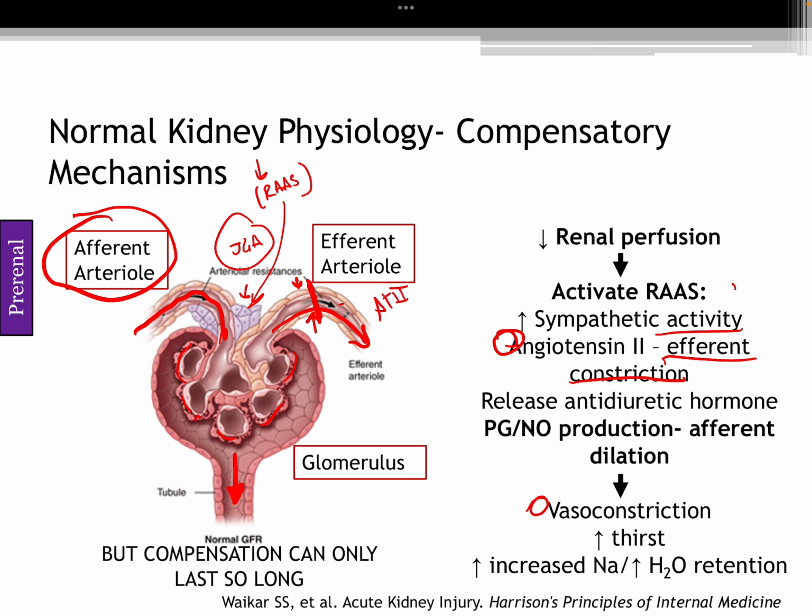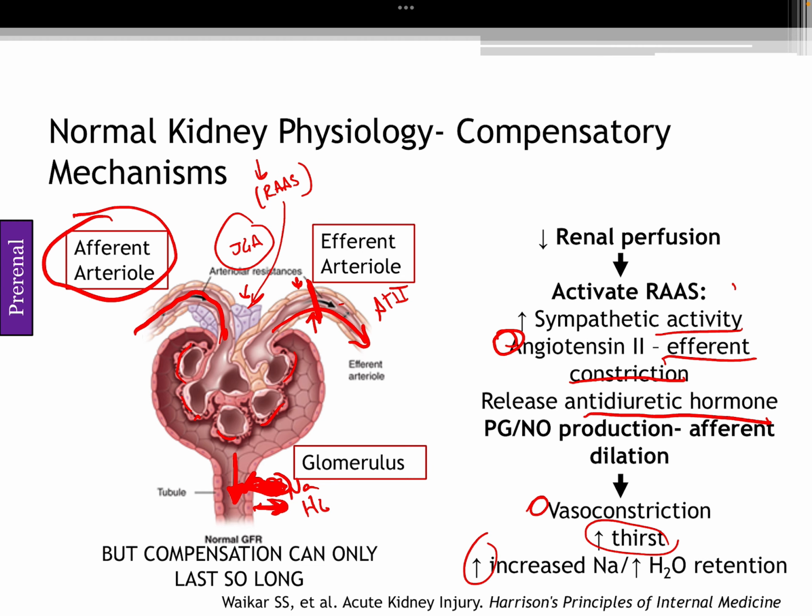Also, as part of the RAS response, antidiuretic hormone is released. This is increasing thirst and increasing sodium and water retention. Because remember, wherever sodium goes, water goes. So we're going to make sodium and water stay in the body and increase that retention.